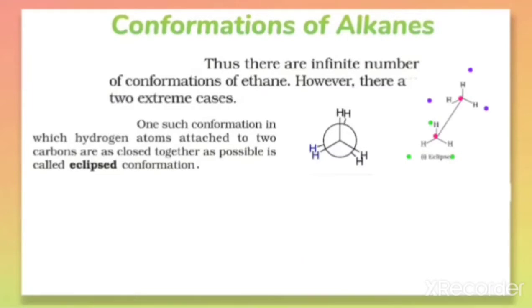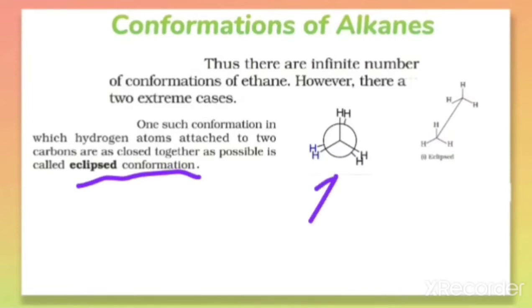Now when we rotate one of the carbons, we can see that an infinite number of conformations of ethane are possible, but here there are 2 extreme cases. Which are the 2 extreme cases? In one conformation, the hydrogen atoms attached to the 2 carbon atoms are as close together as possible. That is called the eclipsed conformation.